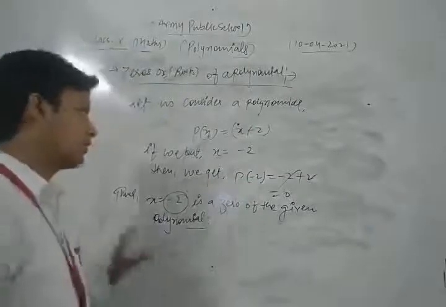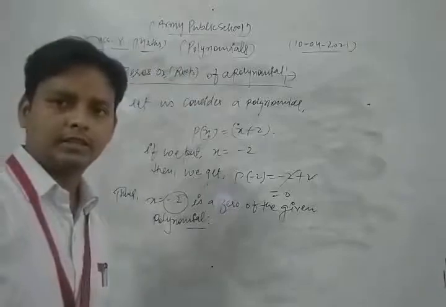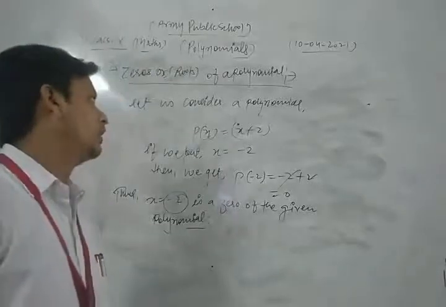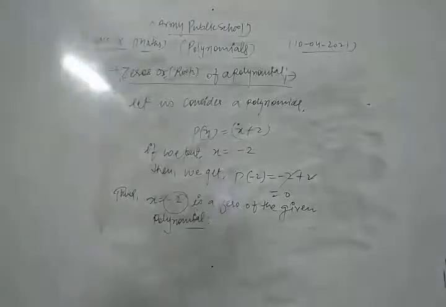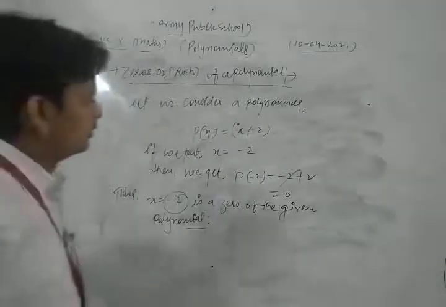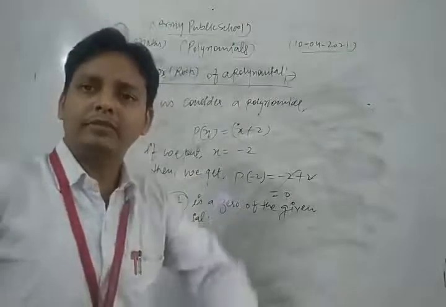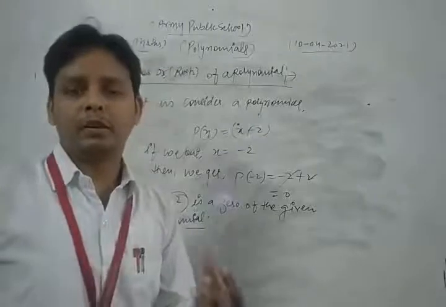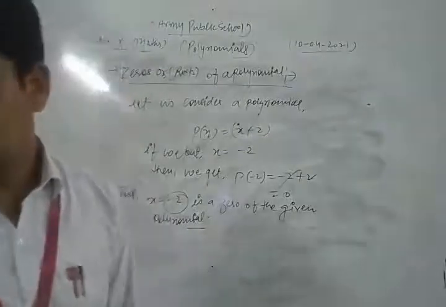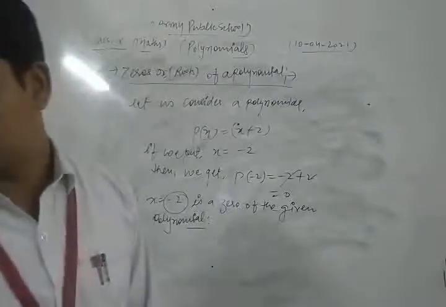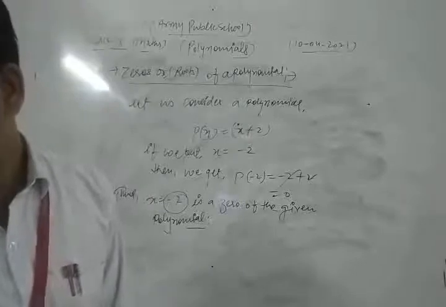So this is the concept of this topic. Dear students, a zero is that value of the variable at which the value of the polynomial becomes 0. So it is called the zero of the polynomial. Now here we take some important questions based on this.